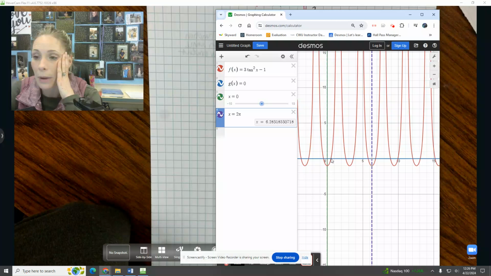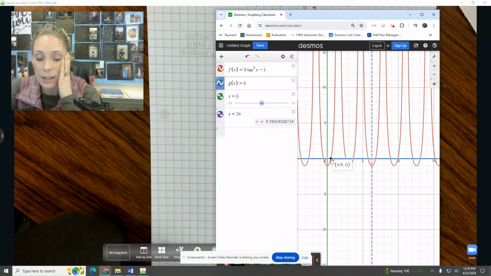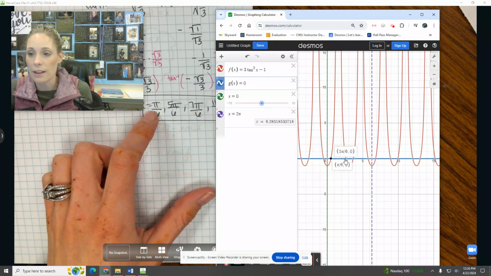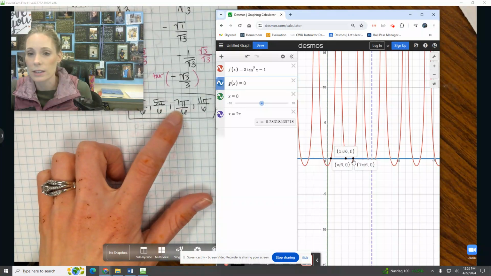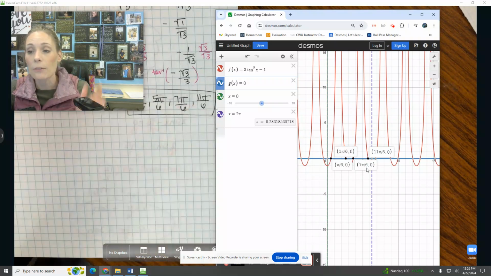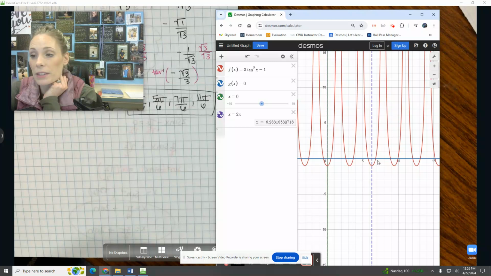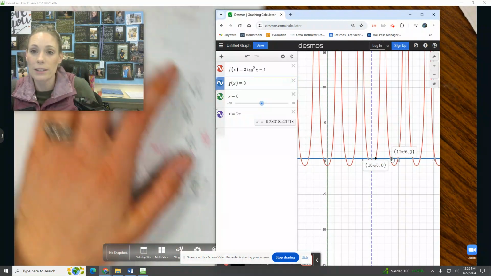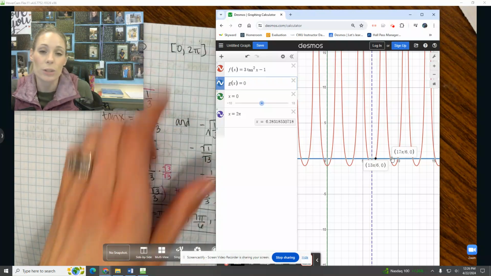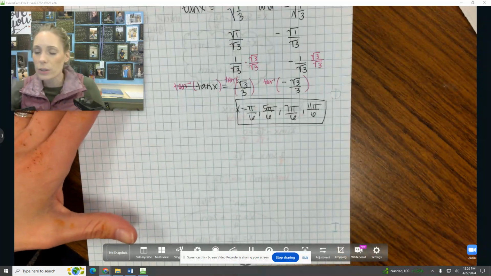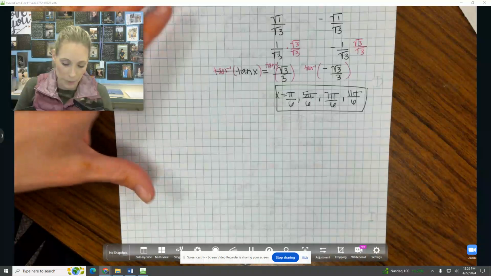So here are my answers. The first one is at pi over 6. The next one is at 5 pi over 6, 7 pi over 6, and 11 pi over 6. Of course, there are infinite answers, but this next one is beyond my dashed line. It's beyond 2 pi, so I'm not going to write that down for my answer because it asked just between 0 and 2 pi. All right, let's go through one more.